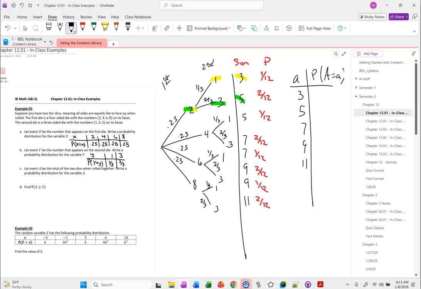So to get a 3, just 1/12. There's only one way to get a 3. To get a 5, I'm going to have 2/12 plus 1/12, because there are 2 different ways, so I have to add those probabilities. To get the 7, I have 2/12 plus 1/12. To get the 9, I have 2/12 plus 1/12. And to get the 11, I have 2/12. And if I add those all up, I get 12/12. So I'm pretty sure that I got it.